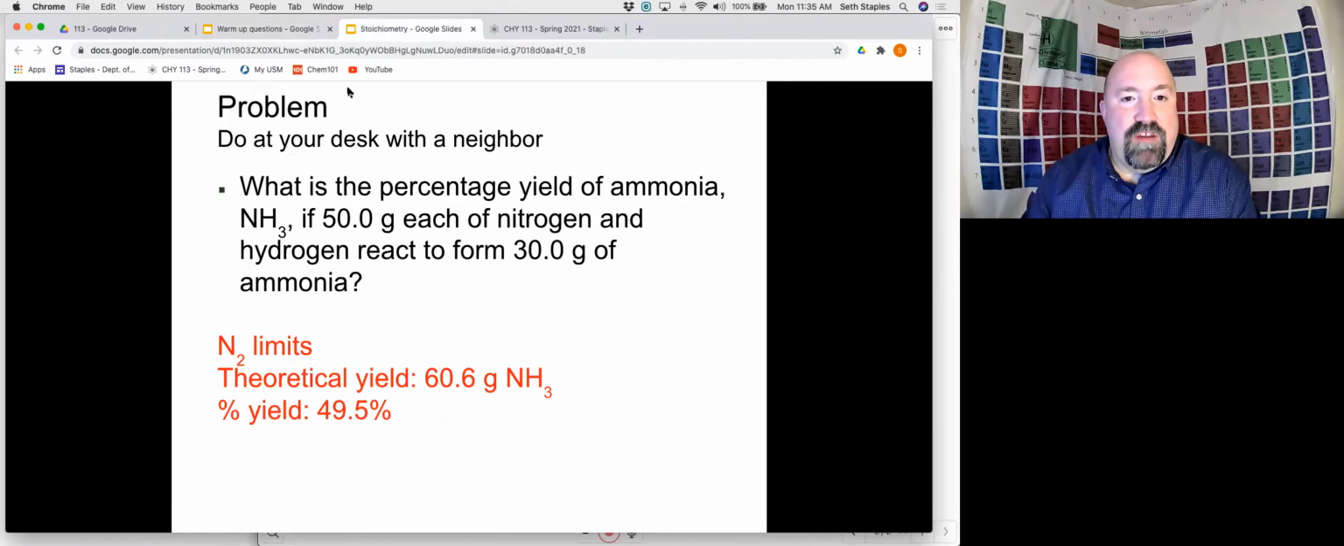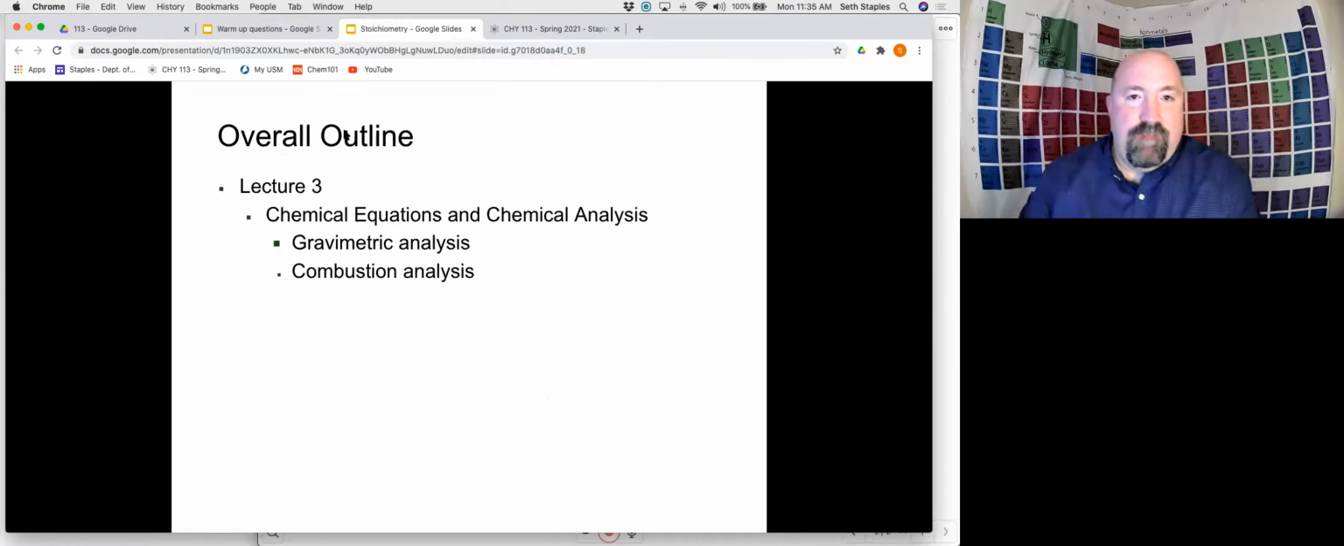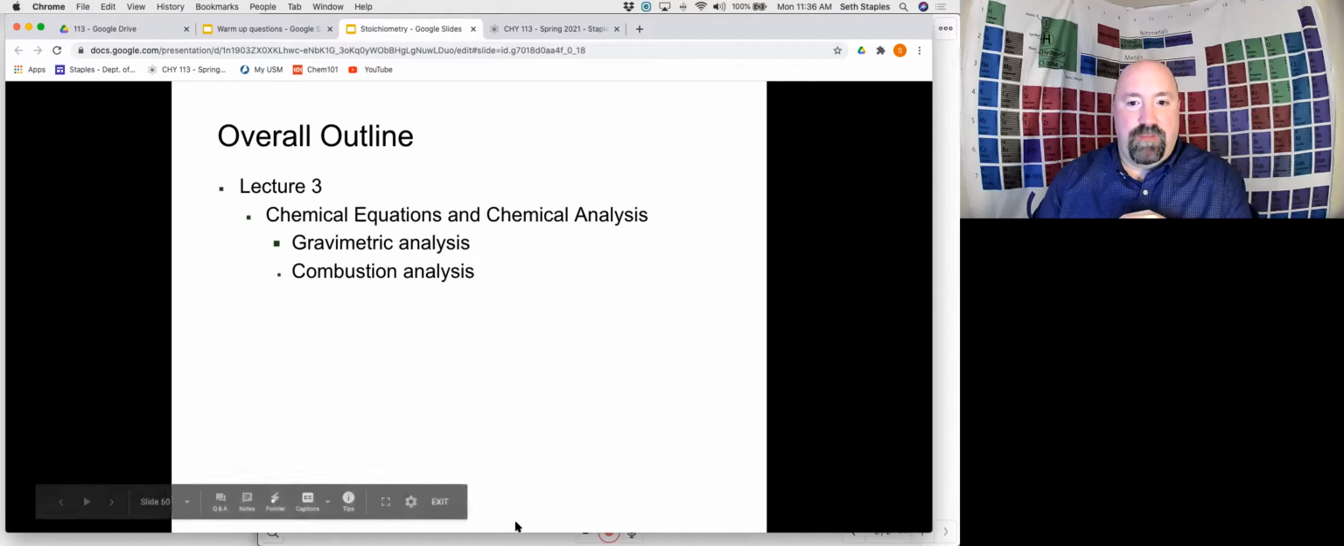And so let's go ahead and get into our next section of stoichiometry. In this section, what we're going to start to really look at is how we can use some of these principles in other ways. How we're able to use these principles of stoichiometry in order to do some good chemical analysis. We're going to look at two particular types, one called gravimetric analysis and another called combustion analysis.